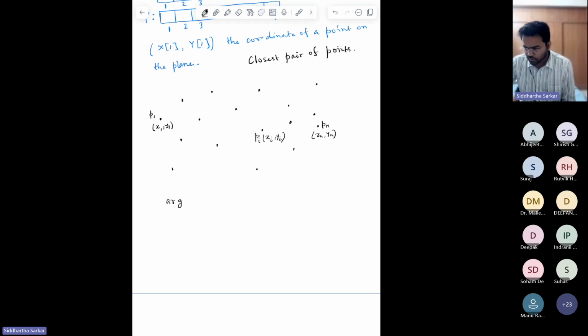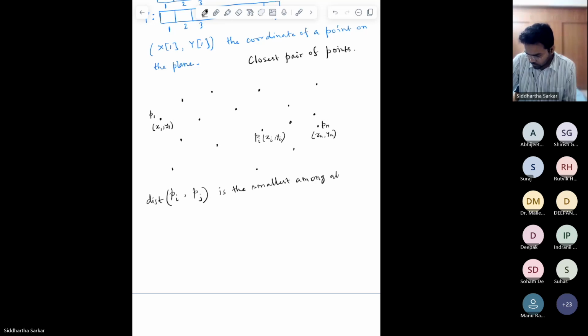I'm not going to use notation for simplicity. So I'll just write in words. You want to say that, okay, I have two points pi and pj, and I know for a fact that the distance of pi and pj is the smallest among all pairs. And then you have to justify that. How do you know this? Then you have to tell me what is the algorithm. So in this figure, it looks as if these two points are nearest to each other. This is the closest pair.